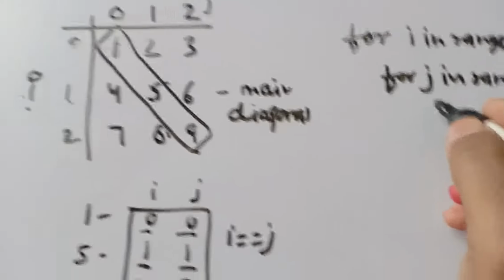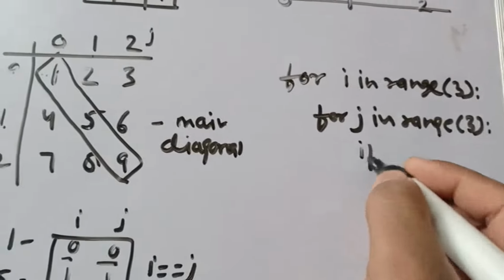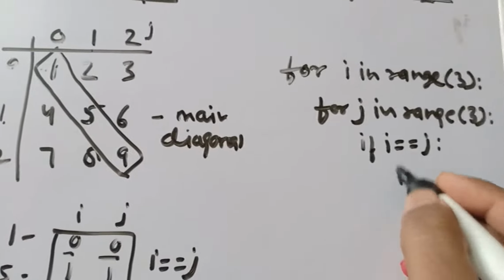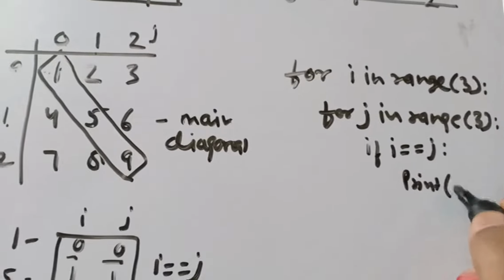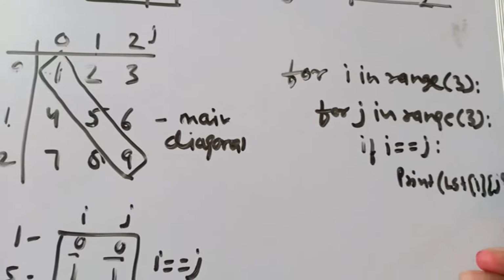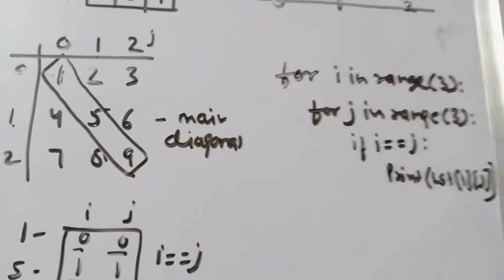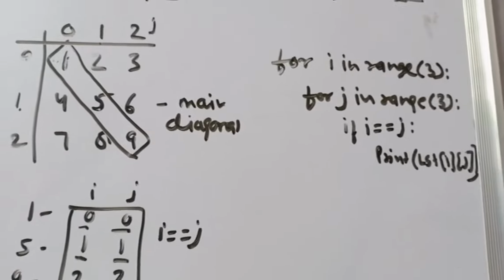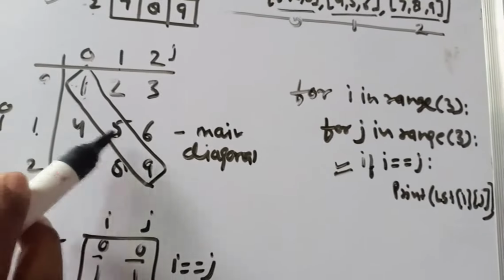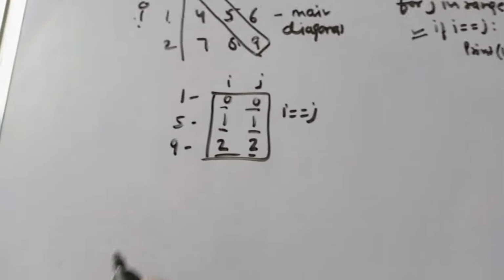So the logic will be: if I double equals J, print lst of I and J. This will be the logic. So through this condition we will read only these elements. Look at another problem.